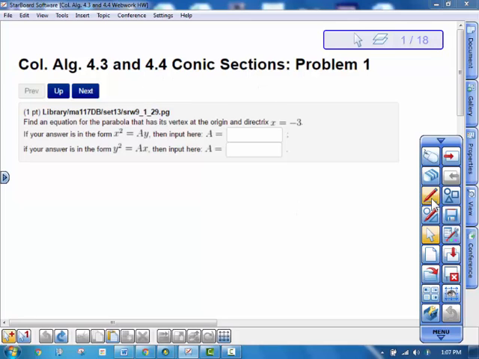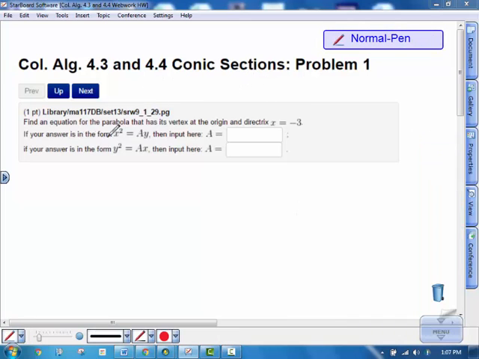Okay, this is 4.3 and 4.4. The first problem gives us an equation for a parabola that has a vertex at the origin and a directrix x equals negative 3. Now, we're going to want to graph these first just to get a picture. I think that's helpful. This has a vertex at the origin, and the directrix is the line x equals negative 3, so that's this line here.